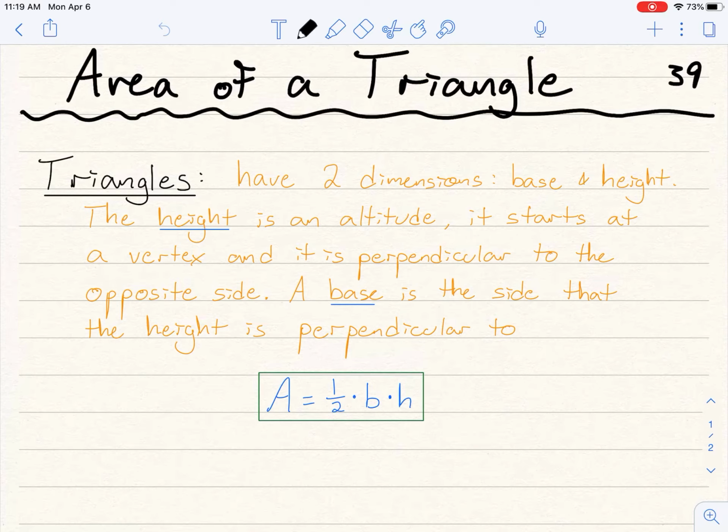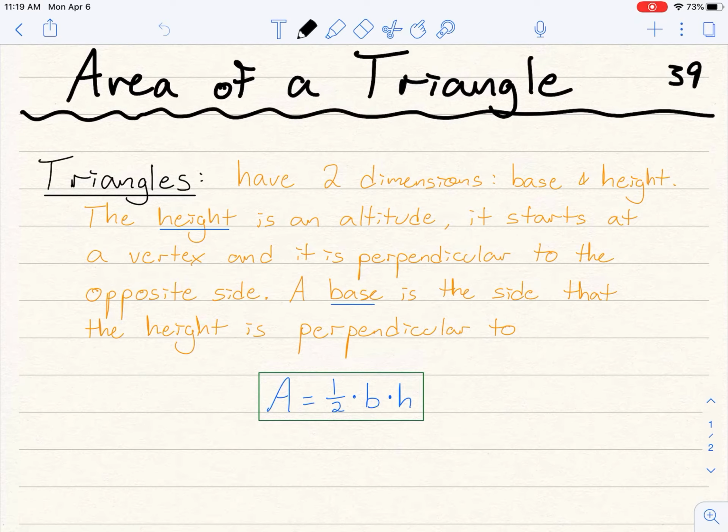They have a base and they have a height. The height is essentially the altitude of a triangle. And remember that the altitude starts at a vertex and it is perpendicular to the opposite side. And then it has a base, which is the side that is perpendicular to the height. So they do intersect each other, the height and the base in this case.